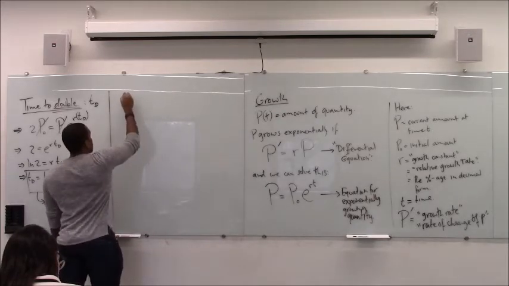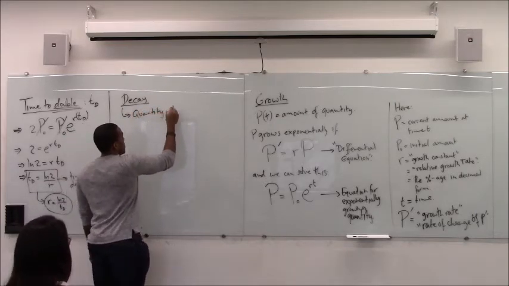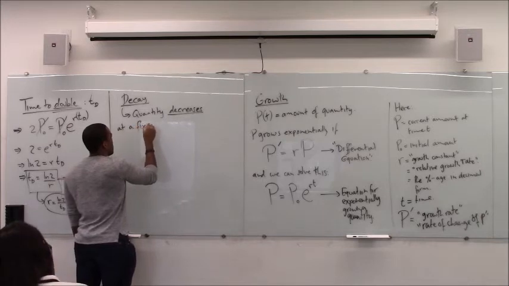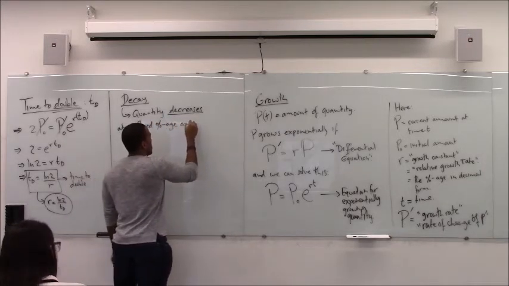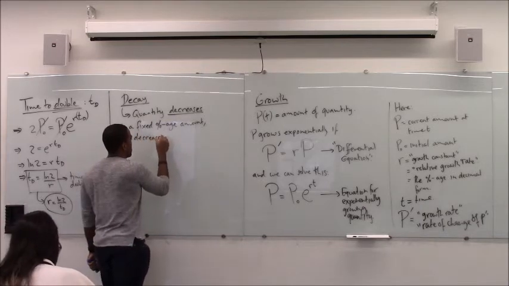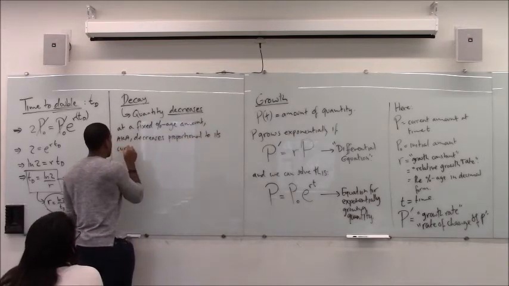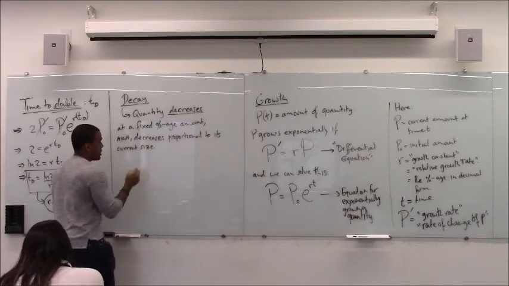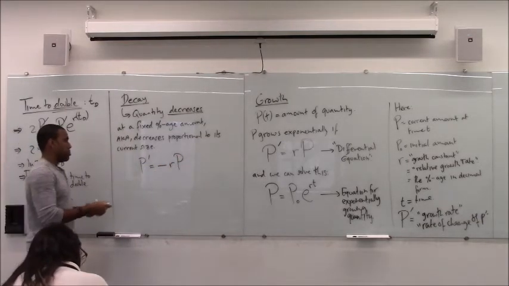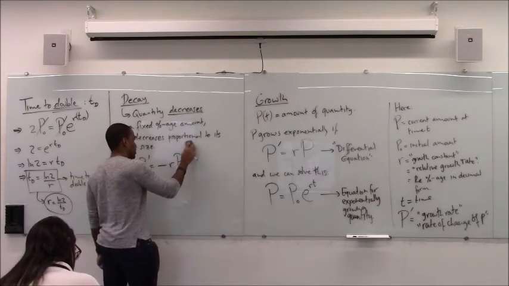Decay is very similar. So decay is just when the quantity decreases at a fixed percentage amount. It decreases proportional to its current size. Now, decreases simply means that your growth rate is negative. So that is how you would set that up. Decreasing means the derivative is negative. You have to remember that little negative sign in front here.